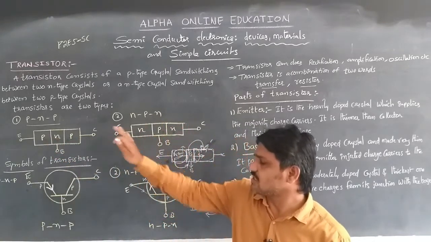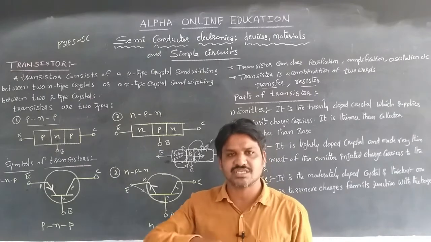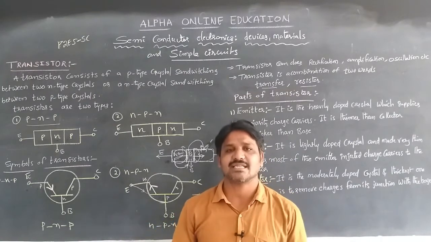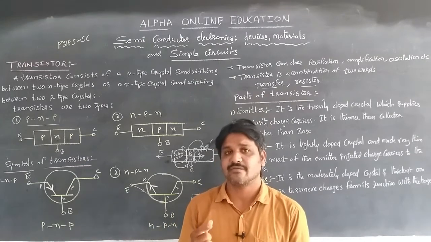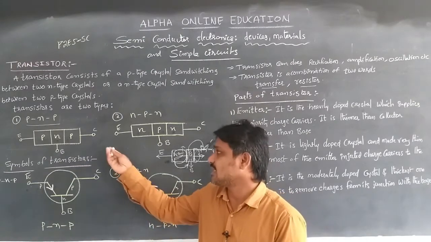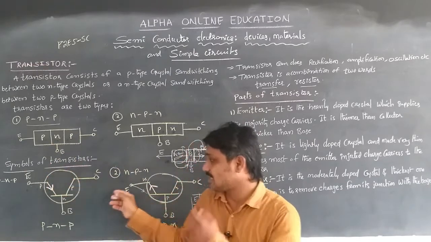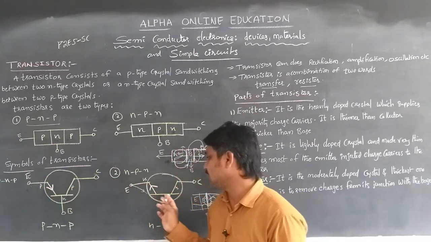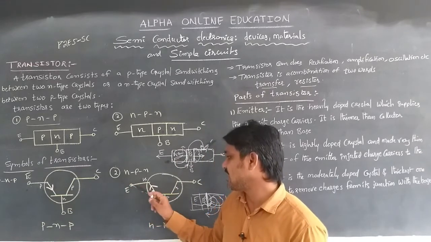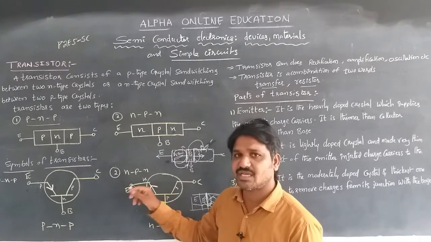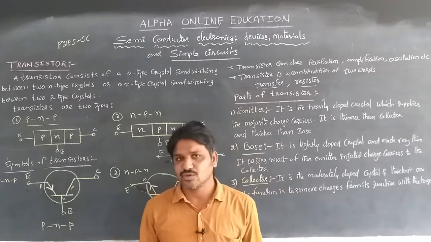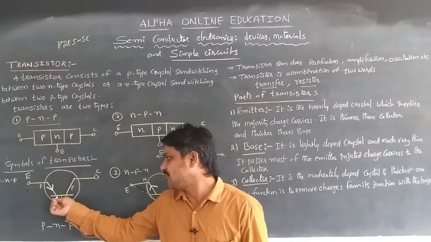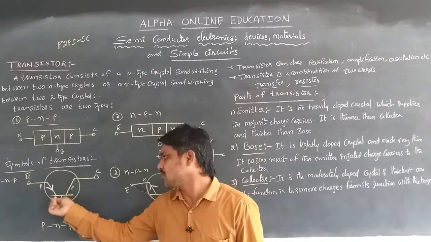In this case, the first one is considered the emitter, which is heavily doped, but it is thinner than the collector and thicker than the base, which is medium. These are the symbols of the transistors, PNP and NPN. The arrow gives the difference between the PNP and NPN. The arrow always shows the flow from P to N. So that's why here it is PNP, P to N.